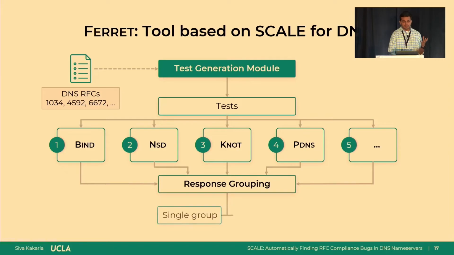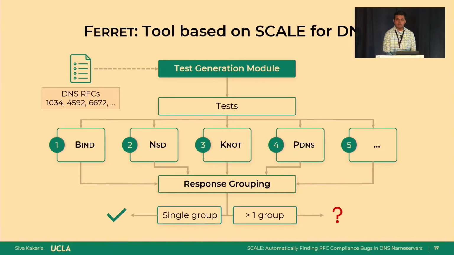When one or more DNS implementations disagree with others, Ferret flags this as a potential bug. The reason we do it this way is that many parts of the DNS RFCs are either unspecified or underspecified, and there is not always a correct answer. We therefore leverage the idea of differential testing commonly used in compiler testing to compare the results from the DNS implementations to one another. Next, I will explain the test generation module in detail.